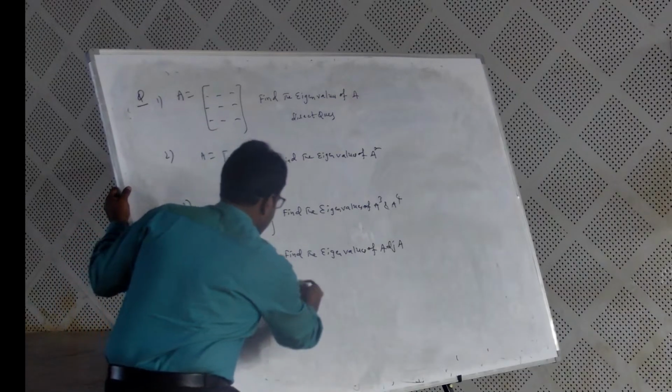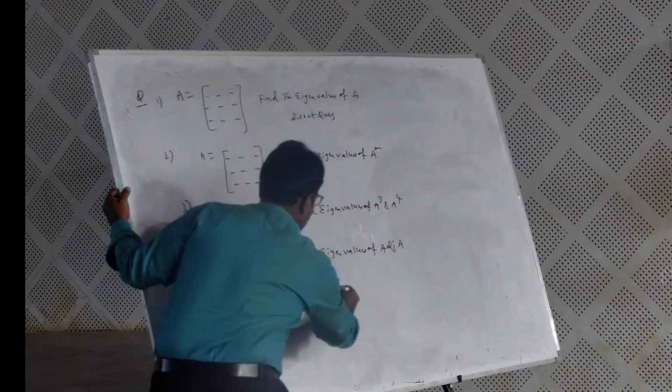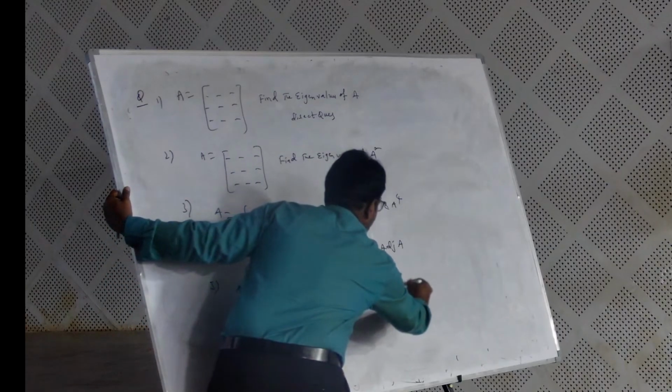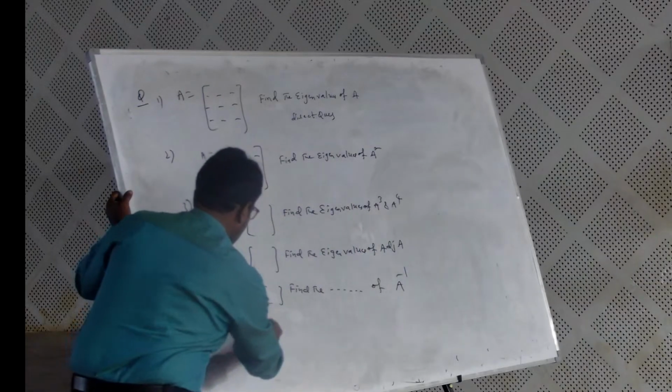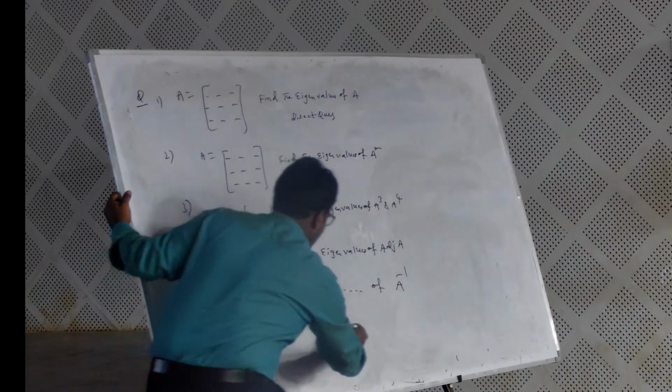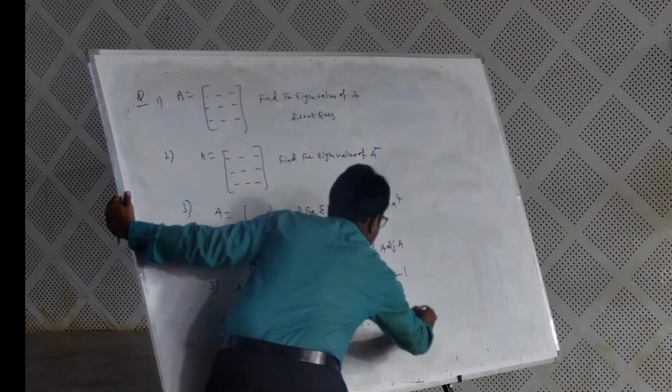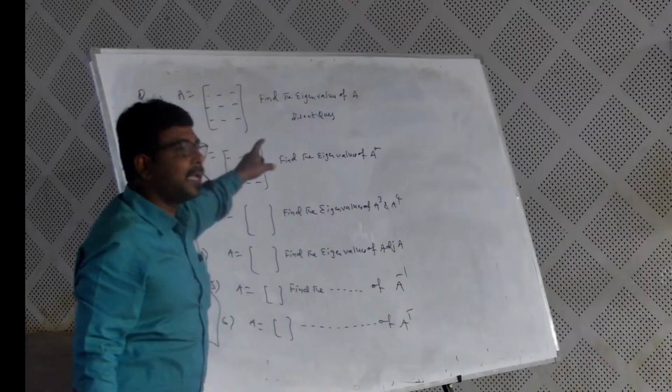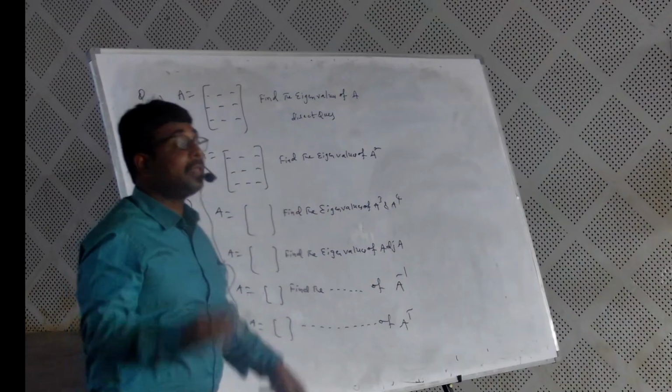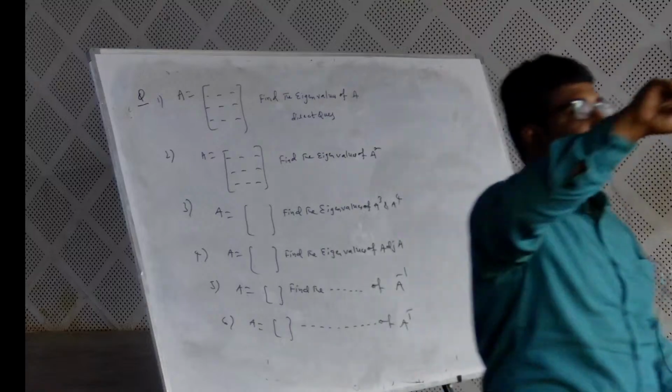Find the eigenvalues of A inverse matrix. Find the eigenvalues of A transpose matrix. Instead of asking about A, the question is like that: what are the eigenvalues of A square? Of A cube? Of adjoint A? Of A inverse? Of A transpose matrix? A transpose means a matrix obtained from the given matrix by interchanging the rows and columns.